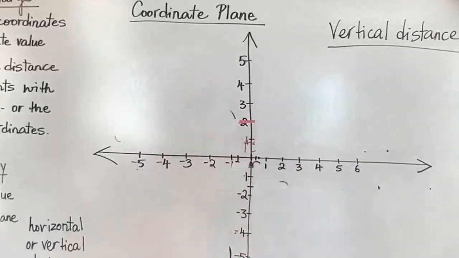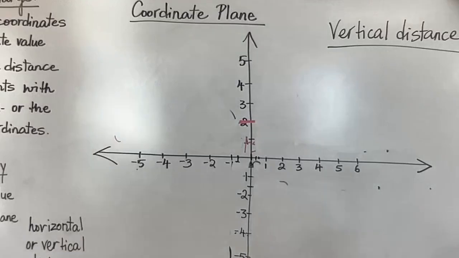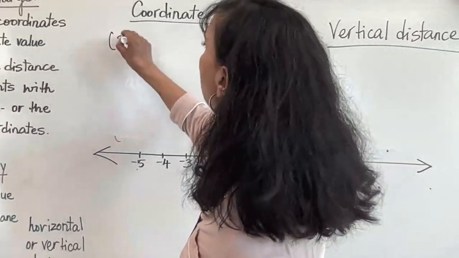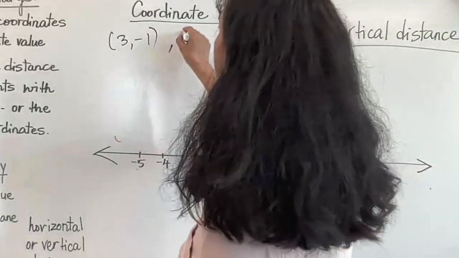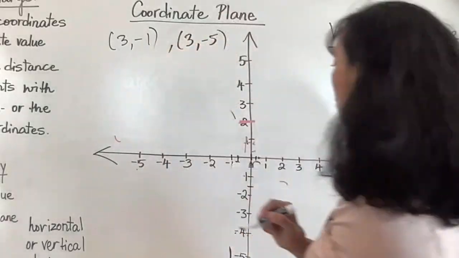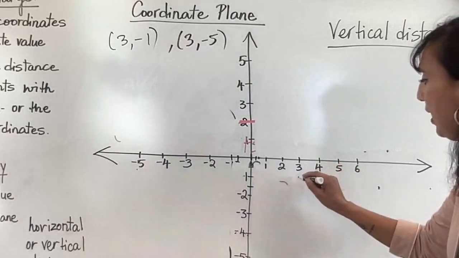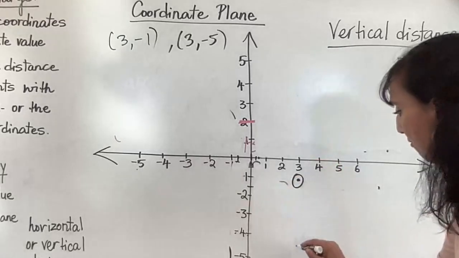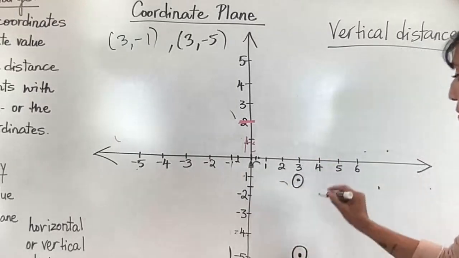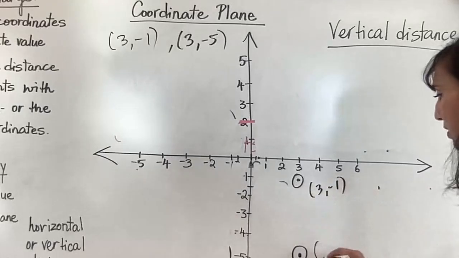All right, so let's look at this. And so when 2 points are in the same quadrant, they have the same x coordinate. We are going to subtract the absolute values of the y coordinates to find the distance between the 2 points. So let's say I have 3, -1, all right, and I have 3, -5. So let's look at this one. We have 3, -1, which is here, okay, and we have 3, -5, which is here. So this is 3, -1, and this is 3, -5.